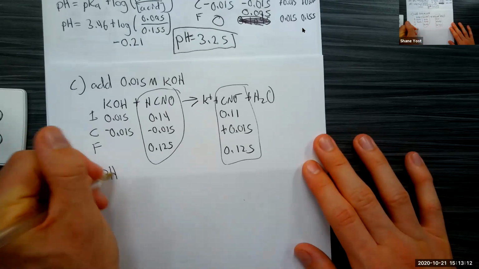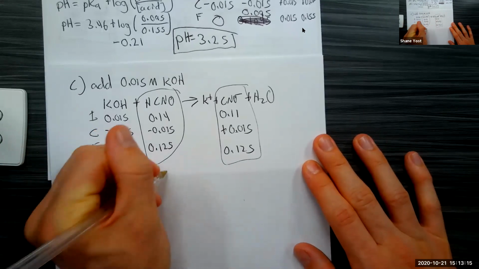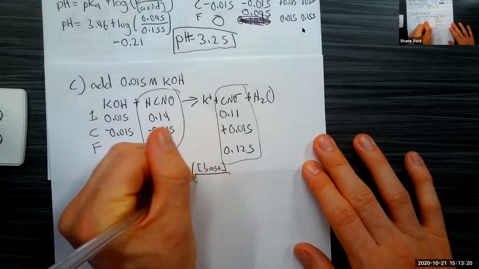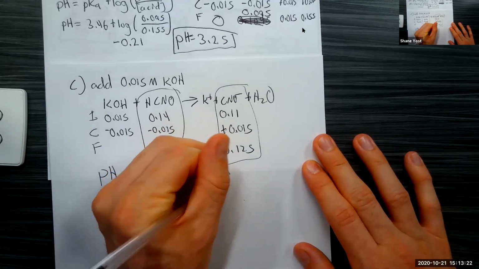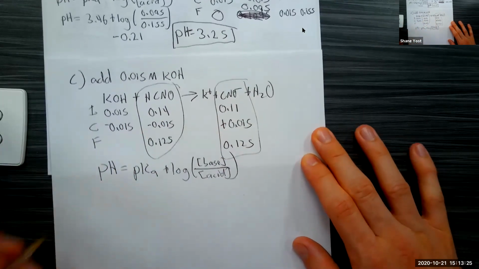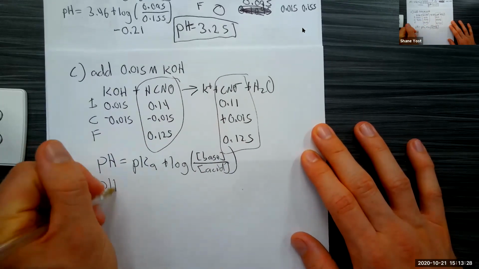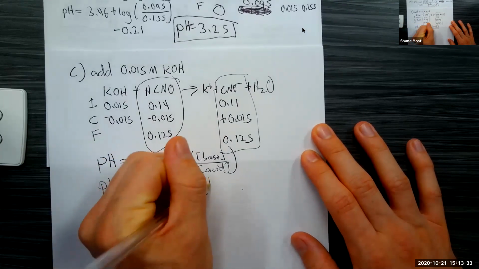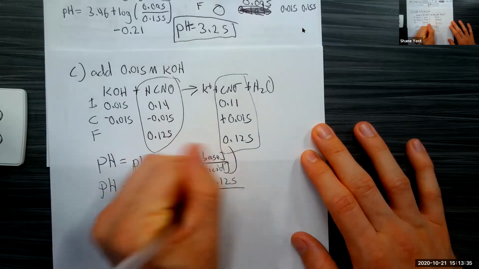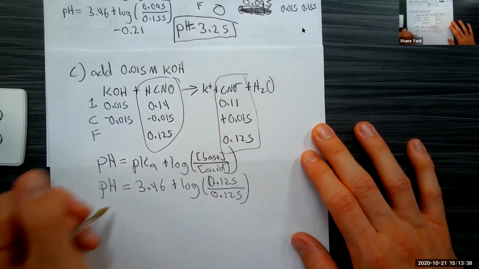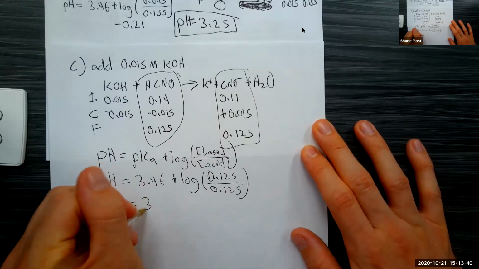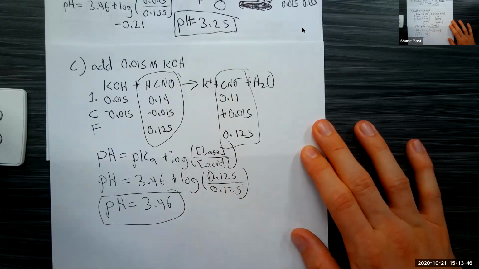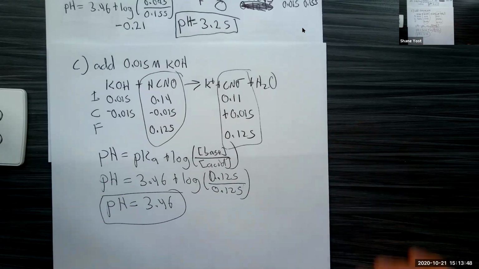So the pH is then equal to the pKa plus log of the concentration of the base divided by concentration of the acid, okay, which again, this pH is then equal to 3.46 plus the log of 0.125 divided by 0.125, which gives you a pH equal to 3.46. Because the log of 1 is 0, so that's how that ends up being there. Okay. But so that's how you do part C.